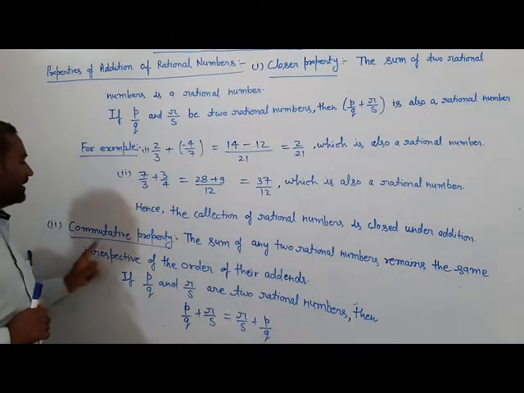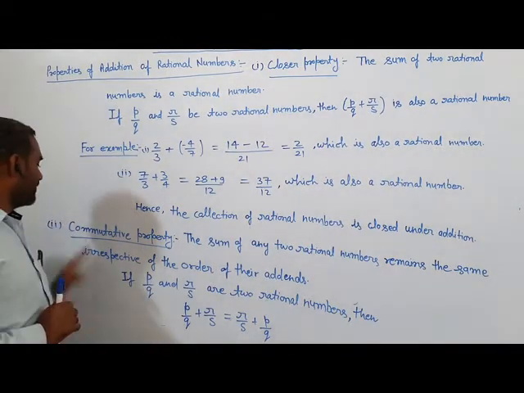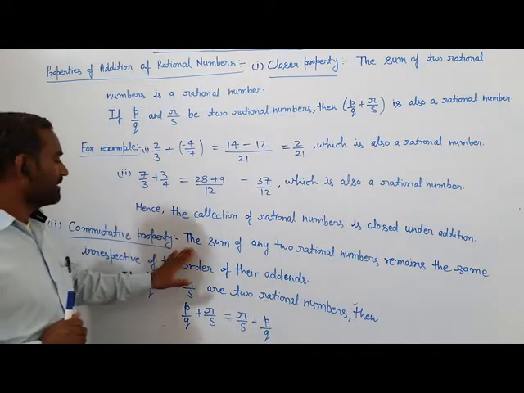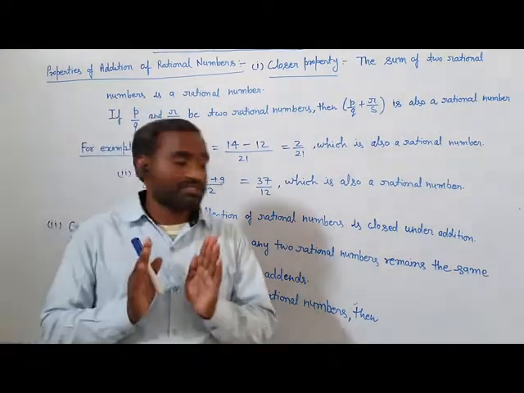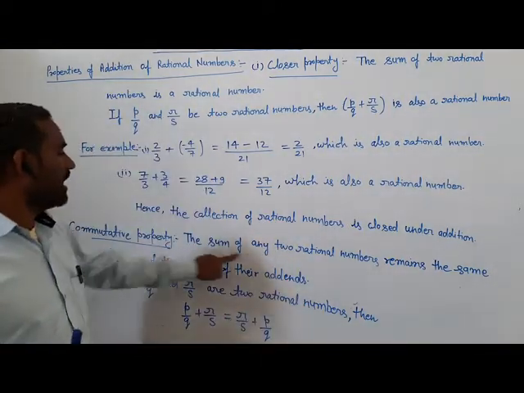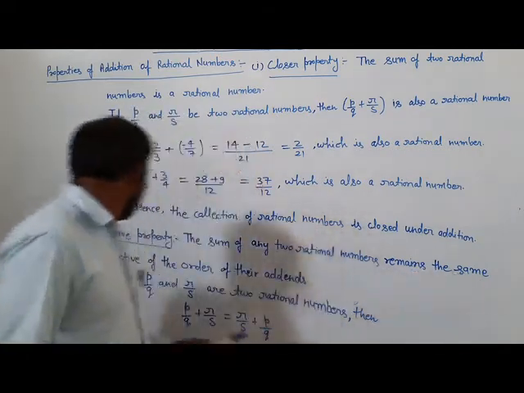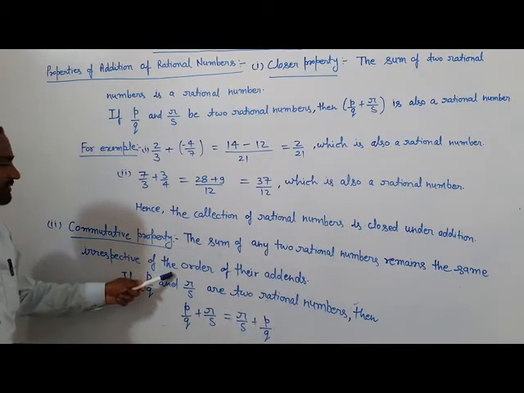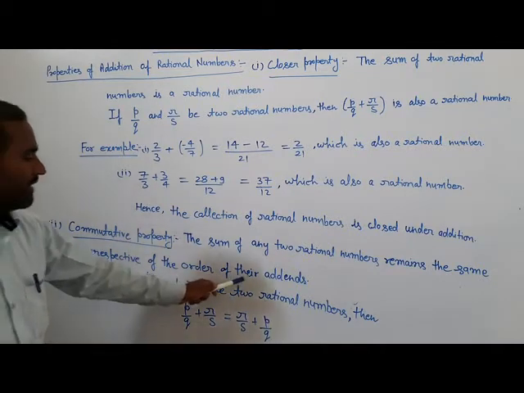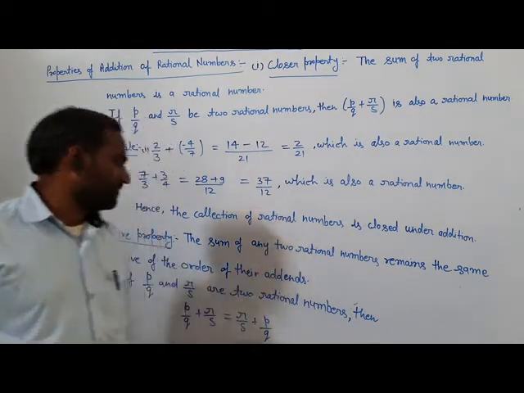Next is the commutative property. What is in the commutative property? The sum of any two rational numbers remains the same irrespective of the order of their addition.